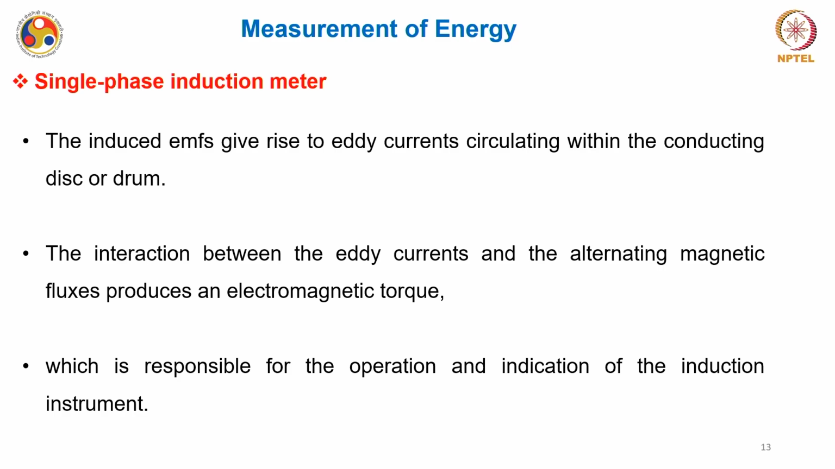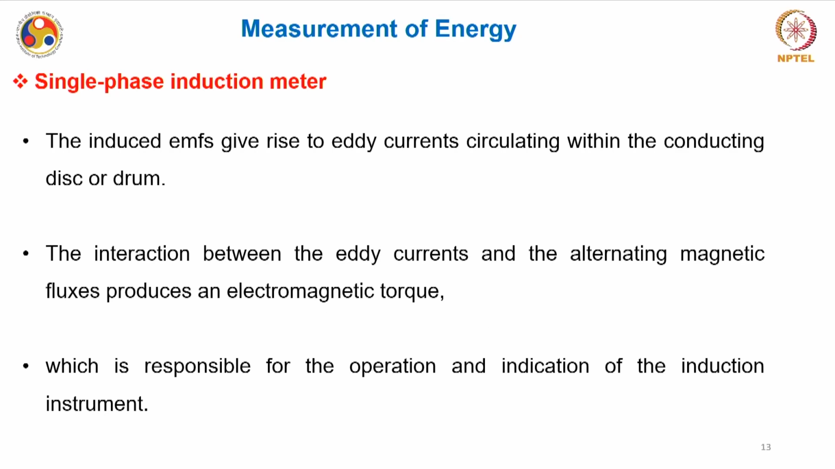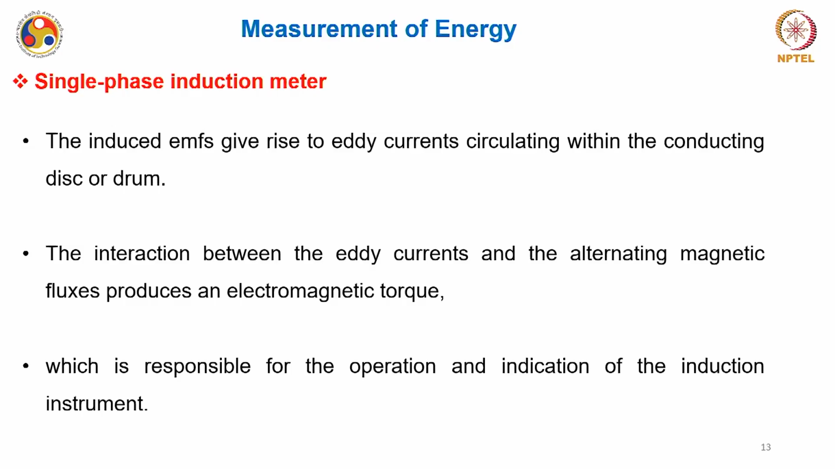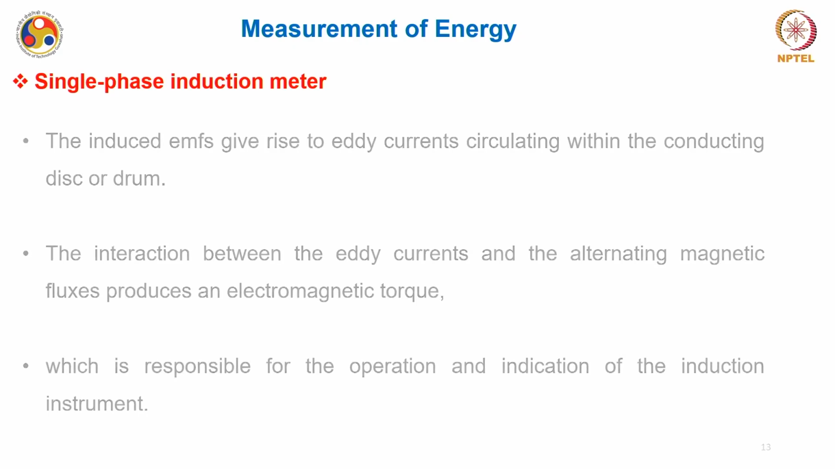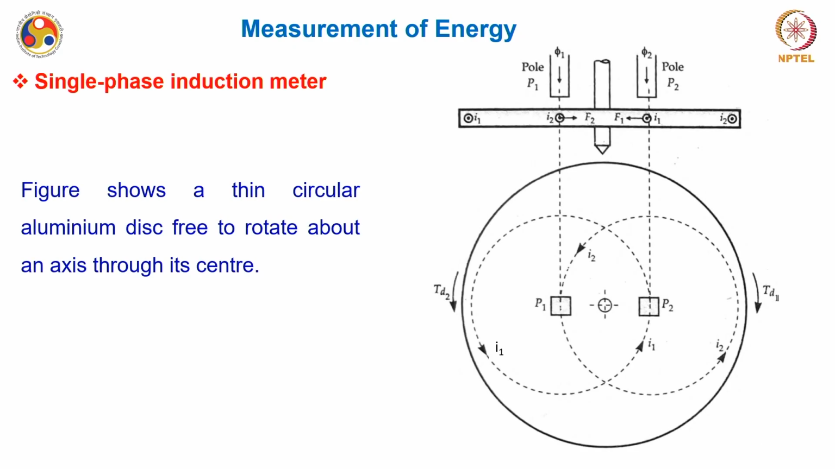So, we have two different fluxes, which means that there will be two different eddy currents. And there is a high chance that the eddy current of one may interact with the flux of the second coil, or you can say simply the second flux, and vice versa. The second eddy current interacts with the first flux, or the flux generated by the first coil. This is basically important for the operation of the induction type instrument, and we will see exactly how these fluxes are generated and how they interact with the eddy currents generated by these coils.